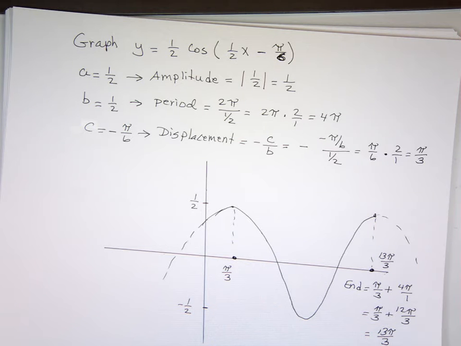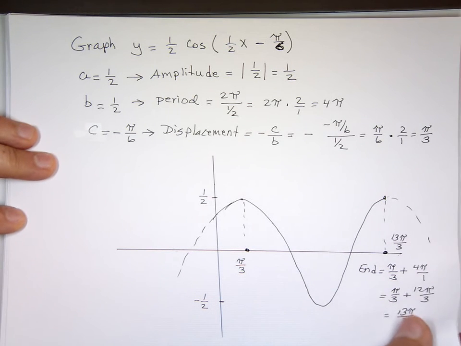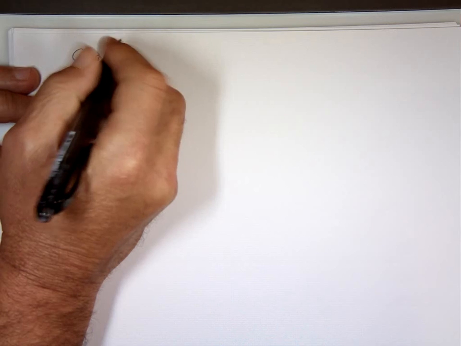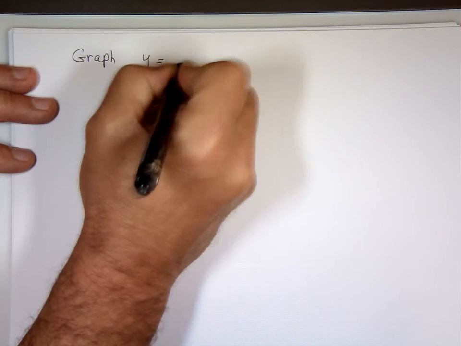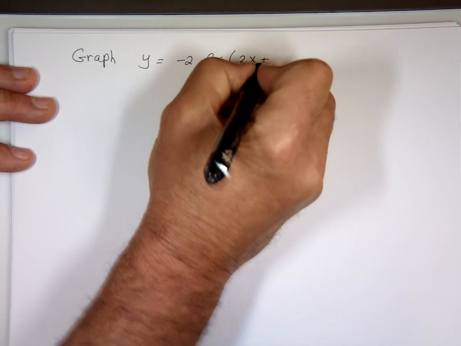Let me try one more. Graph y equals negative 2 cosine 2x plus pi over 6.